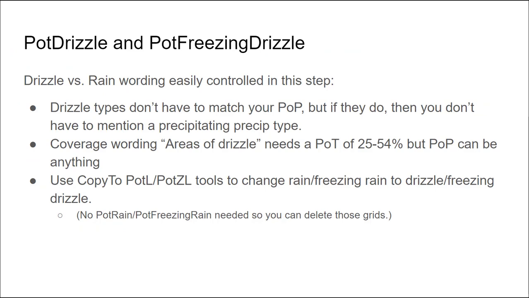One complaint about ForecastBuilder in the past has been the inability to forecast drizzle without a pop. Well, now with unconditional probabilities, you can create a grid with the drizzle forecast coverage you want. You can still use the pot drizzle instead of pot R in case you want the character of the liquid rain to be drizzle instead of rain.